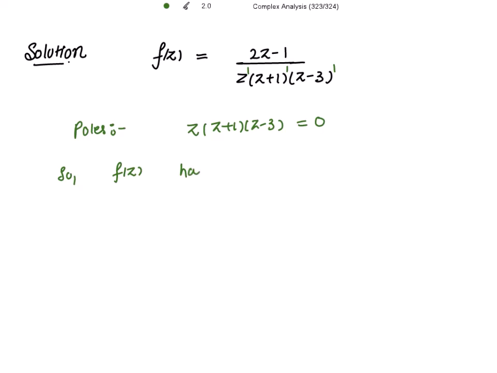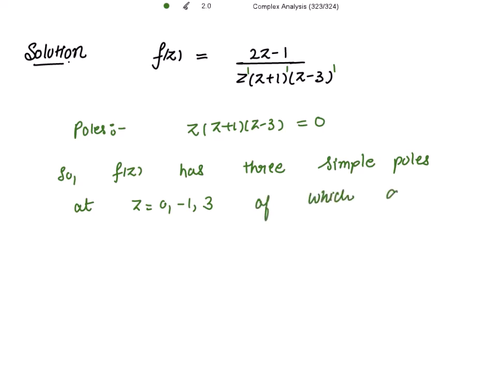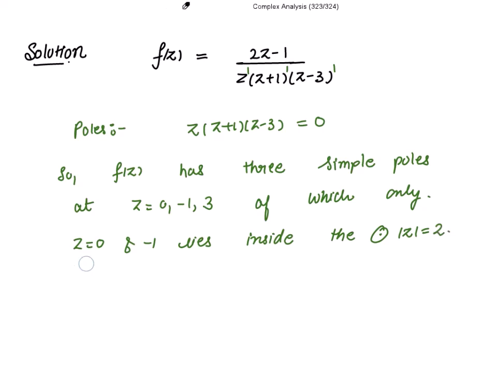So f(z) has 3 simple poles at z = 0, -1 and 3, right? Of which only z = 0 and -1 lie inside the given circle |z| = 2. So first we calculate the residue at z = 0, and then we calculate the residue at z = -1.